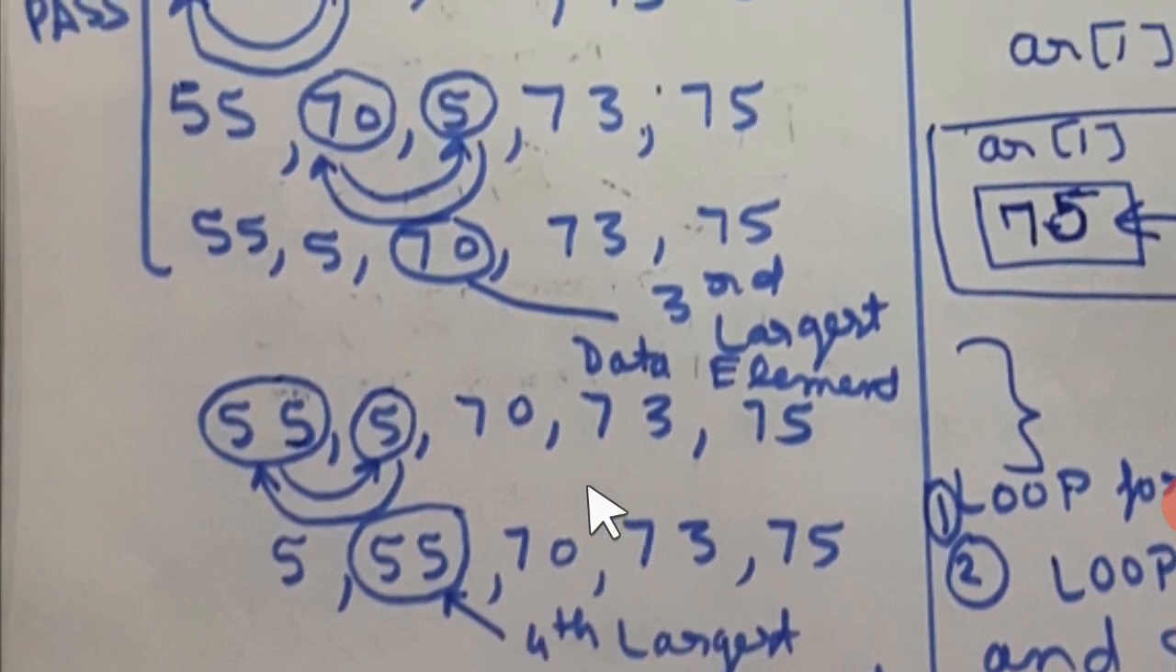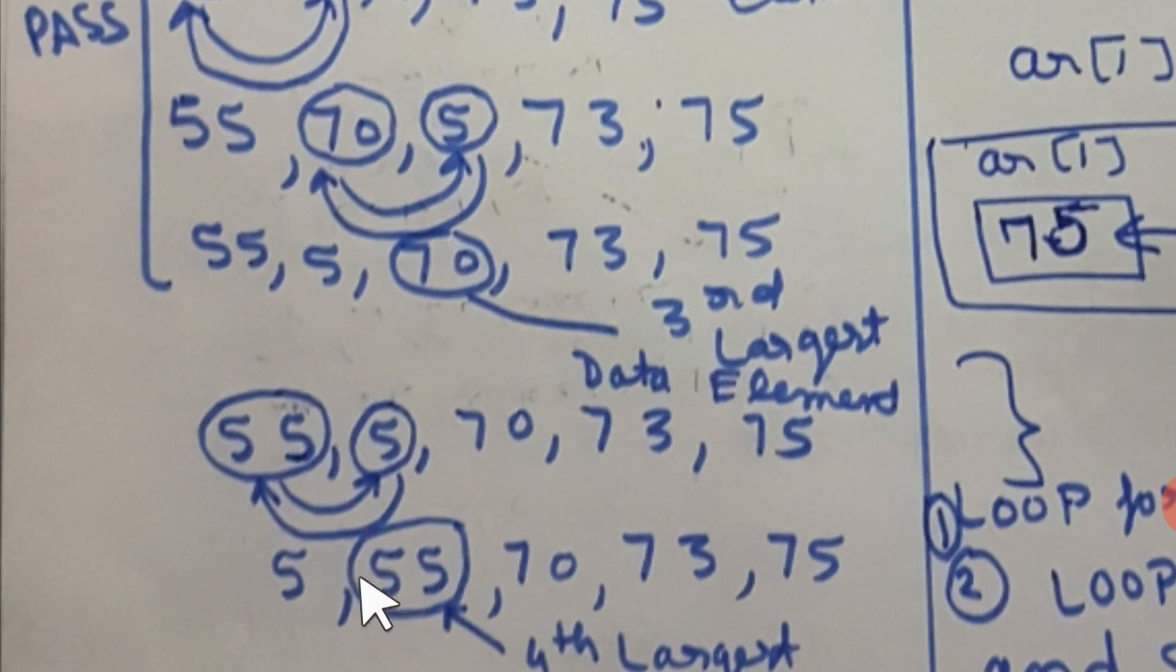So how many passes have we performed? 4 passes, and the length of the array is 5 because 5 elements are there. That means the maximum number of passes required by bubble sort is n-1, or array dot length minus 1. Always remember that. This is a very, very important thing which will be a big help while writing the loop for passes.